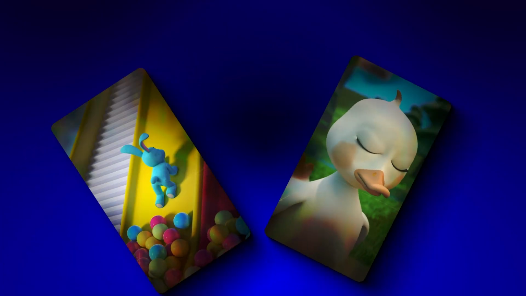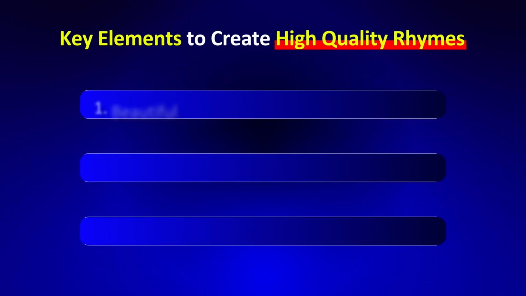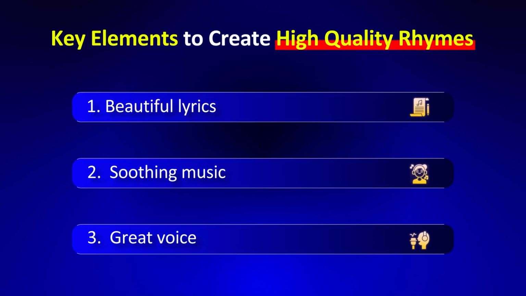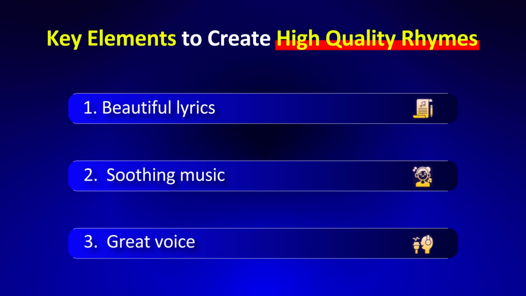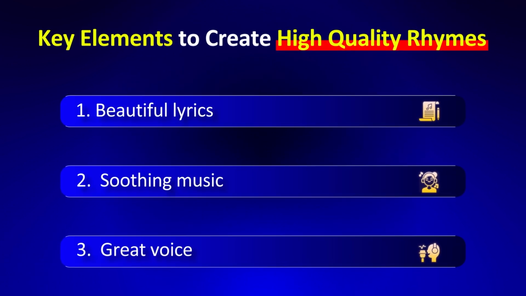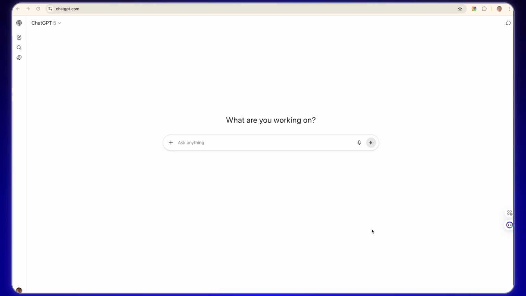All right, so when we create a rhyme, we always need 3 essential ingredients: beautiful lyrics, soothing music, and a great voice to bring it all together. These are the key combinations that make a rhyme magical. The very first step, of course, is to have the lyrics. For this, we can use a tool like ChatGPT to help us generate them.